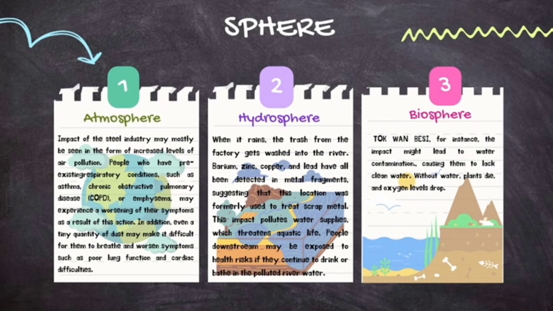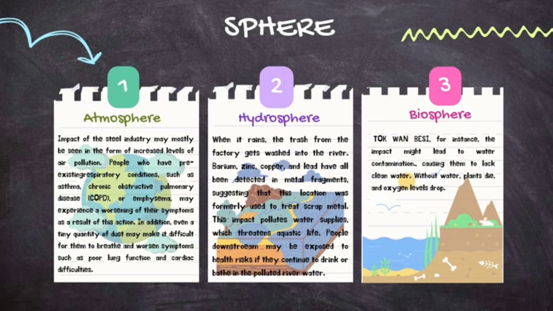Hydrosphere. Rain washes manufacturing garbage into the river. Metal shards contain barium, zinc, copper, and lead, suggesting this site treated scrap metal. This polluted water endangers aquatic life. If they drink or bathe in filthy river water, downstream residents jeopardize their health.